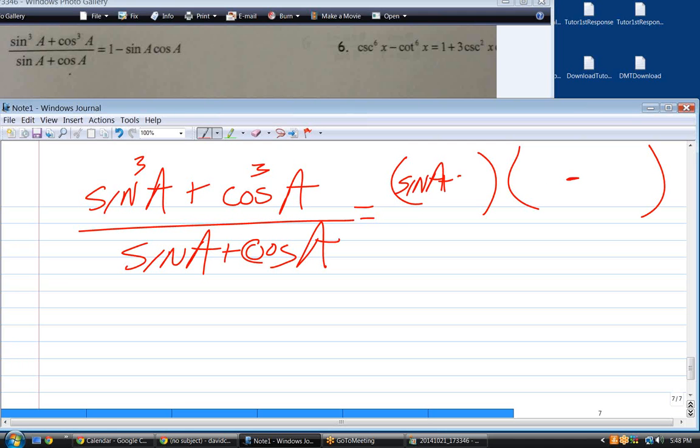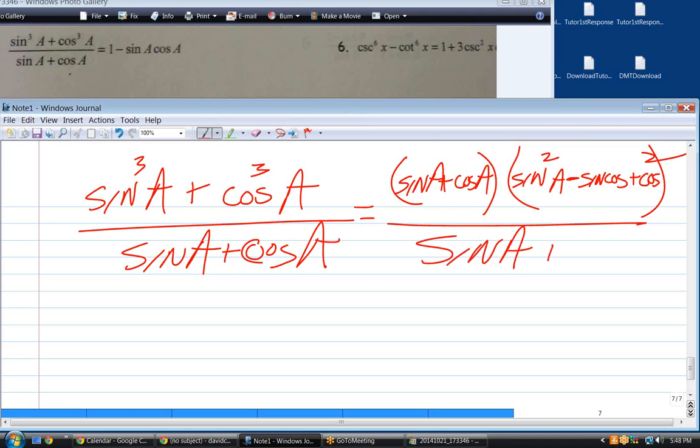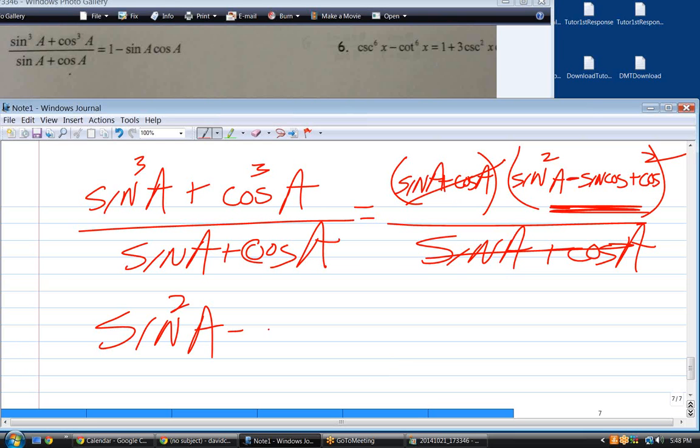Sine plus cosine. And then sine squared minus sine cosine. Uh-huh. And then plus cosine squared. Okay, well notice this is the bottom. So that's perfect because it totally cancels that with that. So that is our answer, or at least it's our step 2.